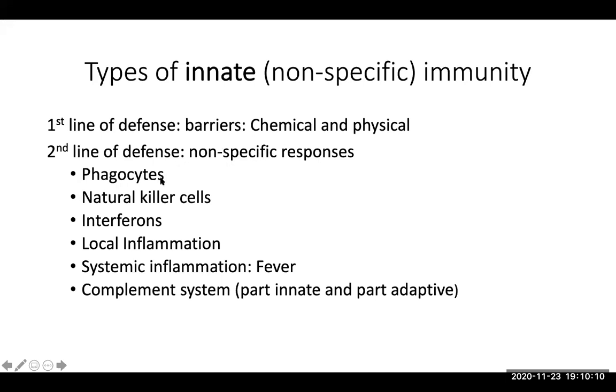And this involves the phagocytic cells, so neutrophils, monocytes, right? And then natural killer cells can respond as well. So the different cells of the innate immune system. And then these cells, and other cells such as regular body cells, can release interferons, which are signals. We'll talk about those.